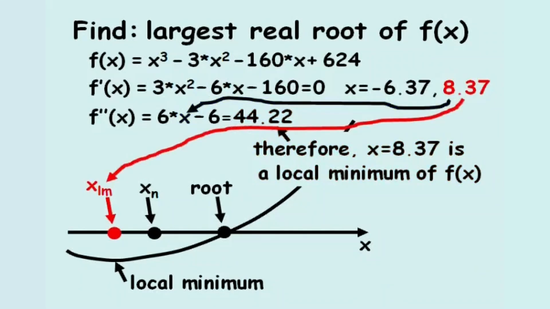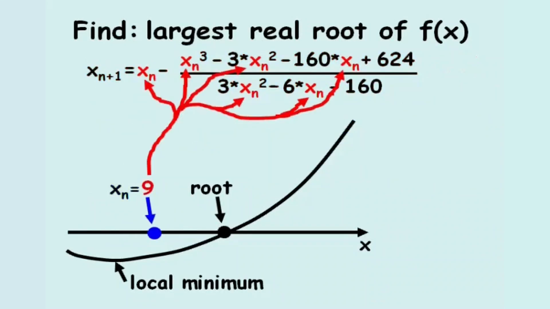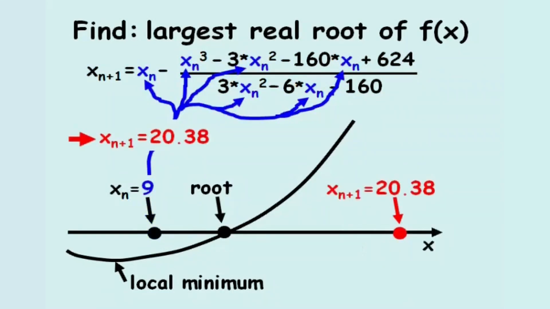Since 8.37 is our local minimum, we'll choose xn to be slightly larger. We'll use xn equals 9. Returning to our equation for xn plus 1, we'll plug in 9 for xn, and our value for xn plus 1 equals 20.38.